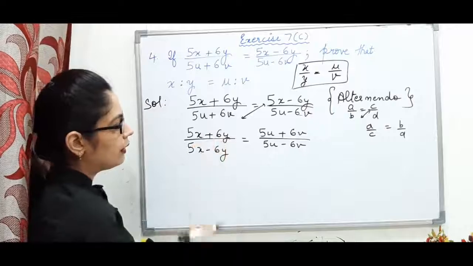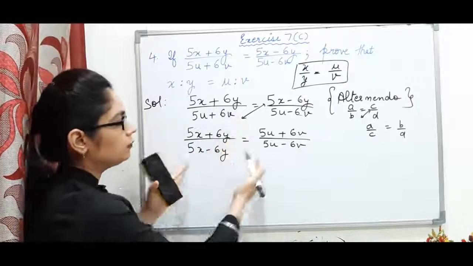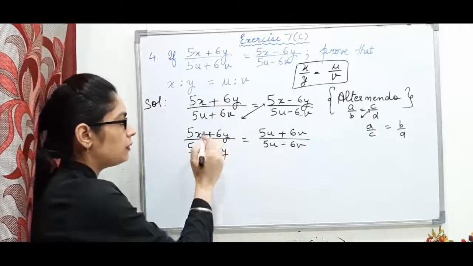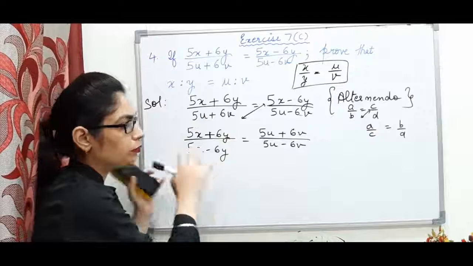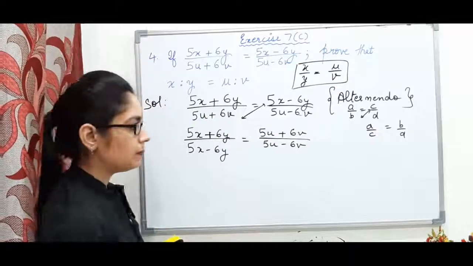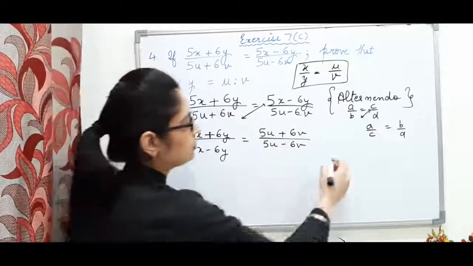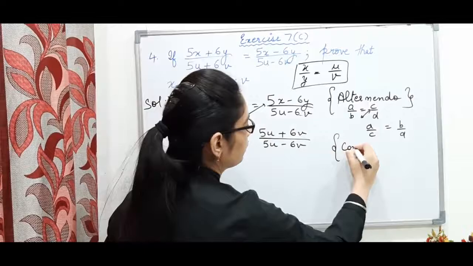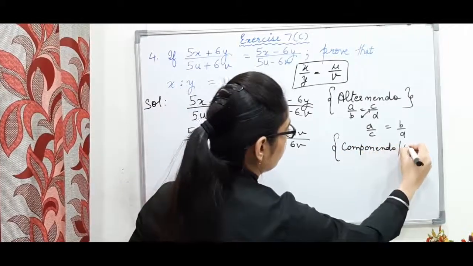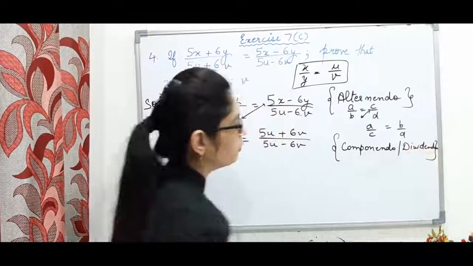Now I can see all the like terms are together: the x, y terms and the u, v terms. The same numbers appear in the form of plus and in the form of minus, on both sides. Now I can apply componendo and dividendo, the fifth property which we have done.